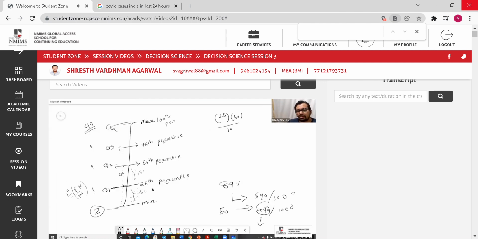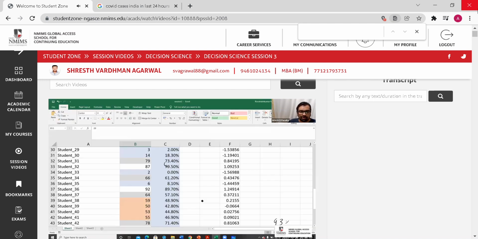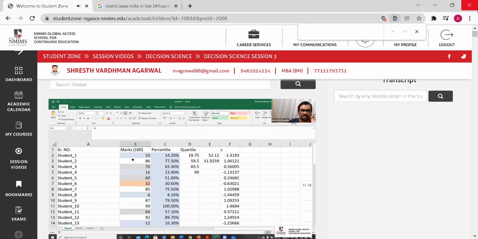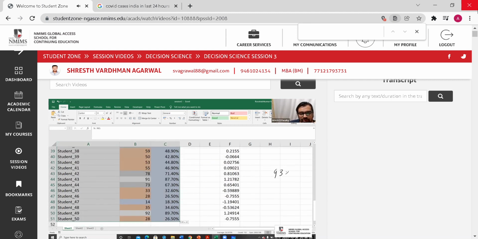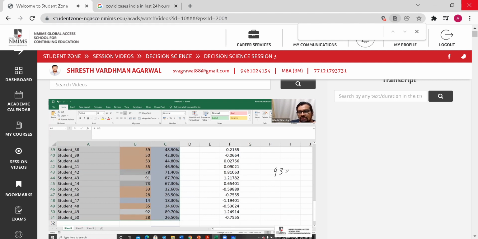Divided by 100. Tell me, what is this? What is i in this case? Quickly, please tell me quickly. 12.5. Okay, let's go to the data file. 12.5, which is that. Now we need to rearrange this data in ascending or descending order of the marks.